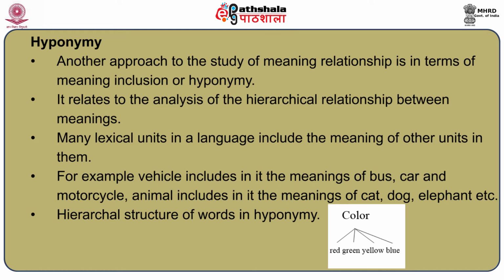A little about hyponymy. Another approach to the study of meaning relationship is in terms of meaning inclusion, or hyponymy. It relates to the analysis of hierarchical relationship between meanings. Many lexical units in a language include the meaning of other units in them. For example, vehicle includes in its meaning bus, car and motorcycle. Animal includes in its meaning cat, dog and elephant, etc. The lexical unit whose meaning is included, from the lower rung of the hierarchical structure of meaning, is called a hyponym.